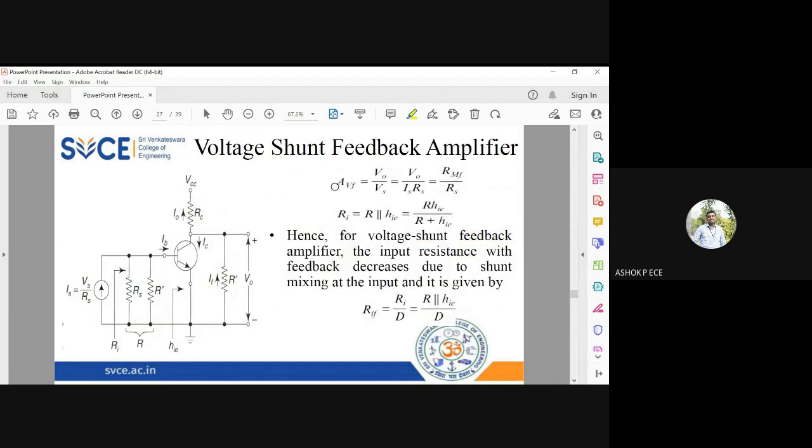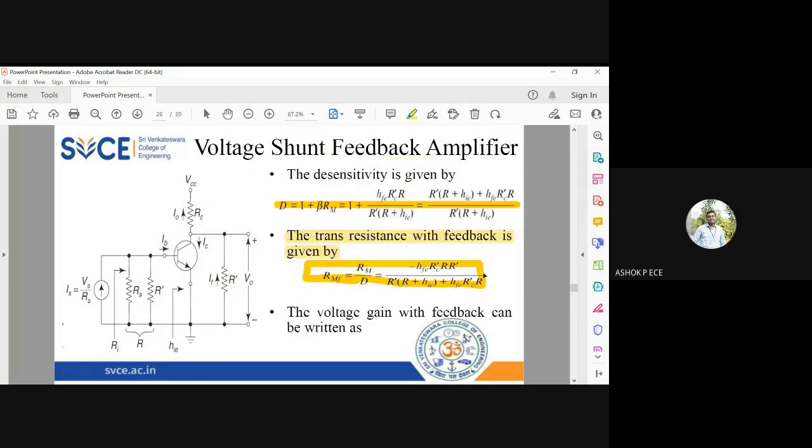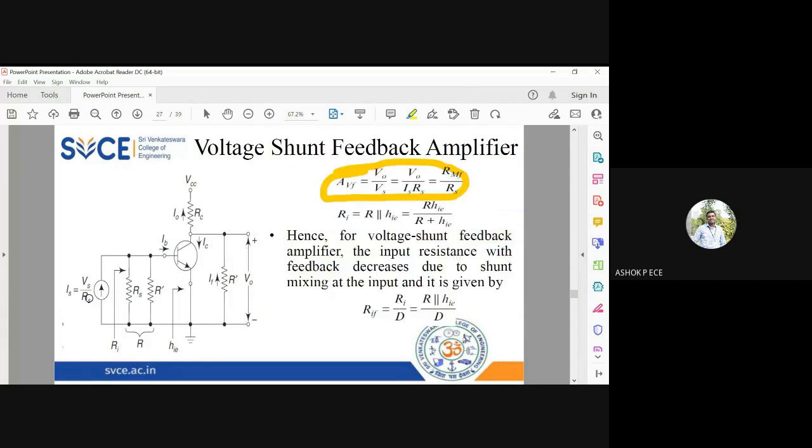You can also write the voltage gain AVF equal to V naught by Vs. V naught by Vs is Is into Rs, and V naught by Is is going to be RMF. So AVF equal to RMF by Rs. RMF, you have found the expression, and Rs is going to be the source resistance. The current source has a parallel resistance, that is your RS.